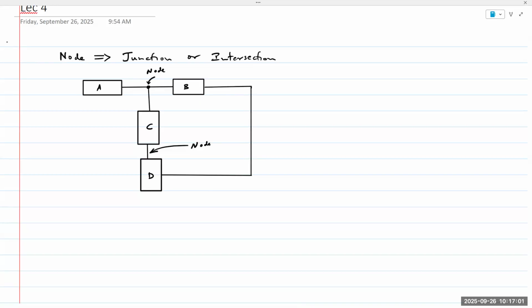Now, if you have two nodes in a circuit, anything that is connected between those nodes is known as a branch. So between these two nodes, this is known as a branch. So it's one branch of a circuit. So anything between any two nodes in a circuit is referred to as a branch.